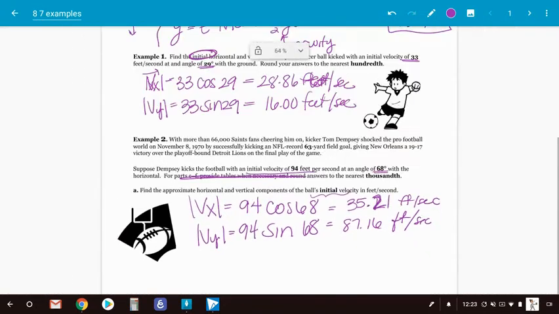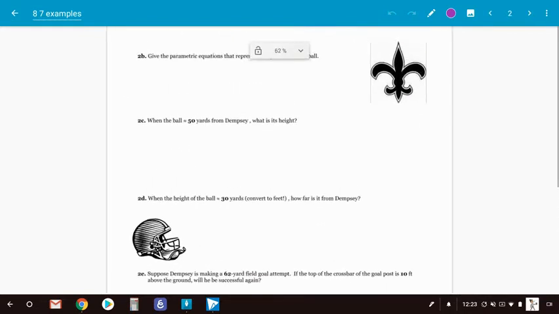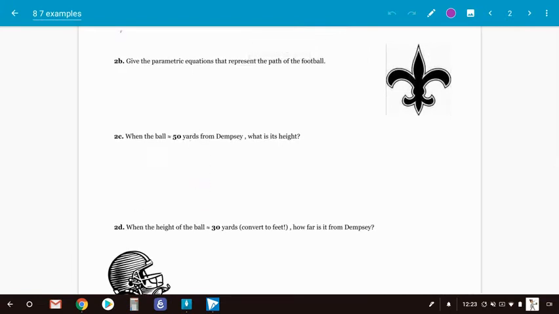So I think that's the end of my page here. Let me flip to the next page. So I'm going to write it down again up here just so that I have it. So I had Vx was 35.21 and my velocity in the y direction was 87.13. So then give the parametric equation. So that's when we're going to do this.